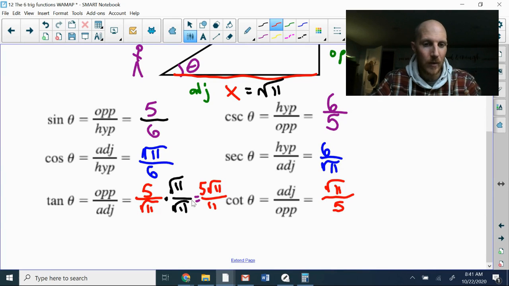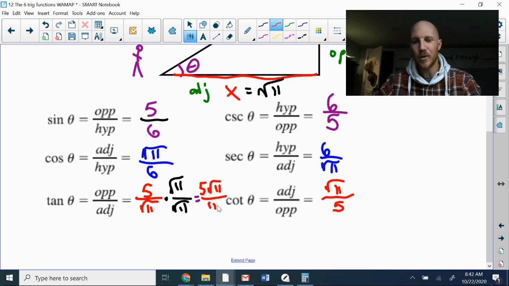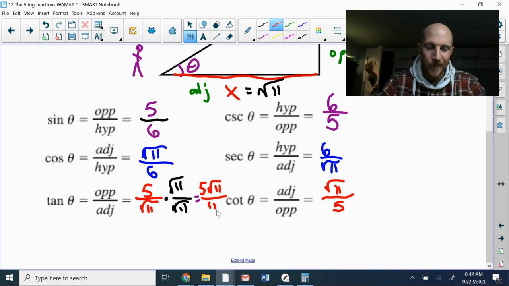If you've rationalized the denominator in tangent to get 5 radical 11 over 11, that's awesome. It makes it a little bit harder to do the reciprocal, because if you take 5 radical 11 over 11 and flip it, that puts the radical back in the denominator for cotangent, and then you'd have to re-rationalize. Or you could remember, oh yeah, what I started from was 5 radical 11. You could flip that one.